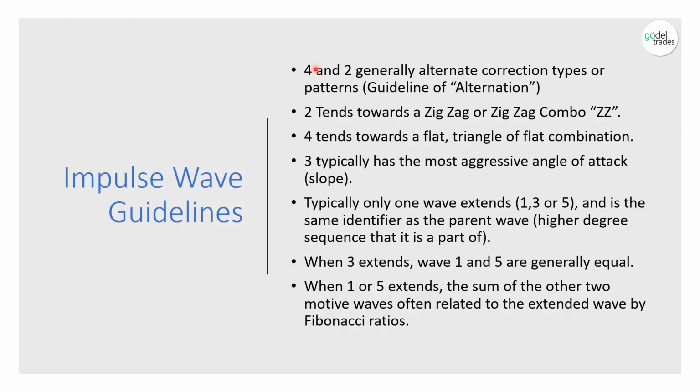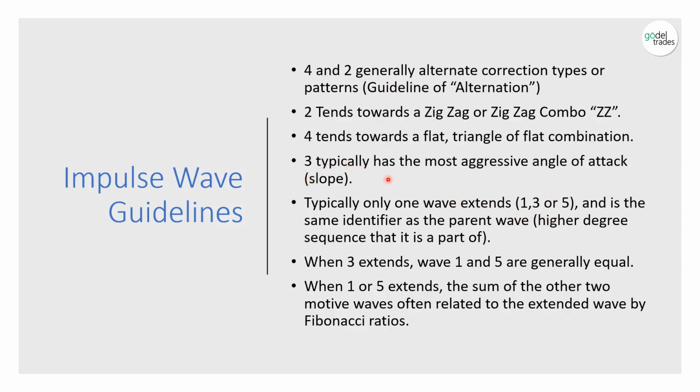Your wave 2s tend to be zigzags or zigzag combos. There are times that your wave 2 turns into a flat, but more often than not you're going to see it as a zigzag, and that's because your wave 2 will generally retrace between half to 78.6% of the wave 1 impulse, or the wave 1 advance, or the wave 1 decline. A wave 4 tends towards a flat, a triangle, or a flat combination. We're going to talk about all of these corrective patterns in just a minute.